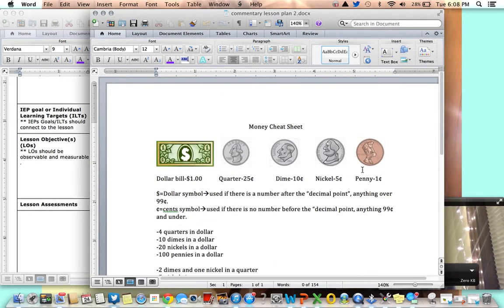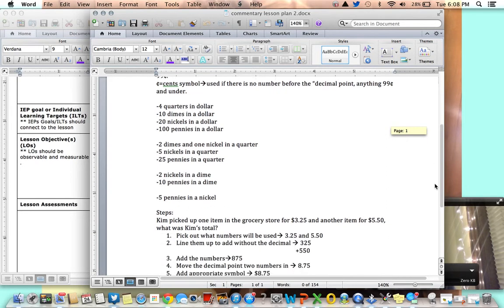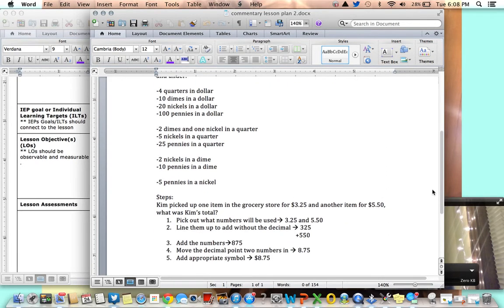So here it shows them all the values, and then it shows them when to use a dollar symbol and when to use a cent symbol, and then how many of each go into each other, and then a list of steps with an example, so they always have that to look back on.